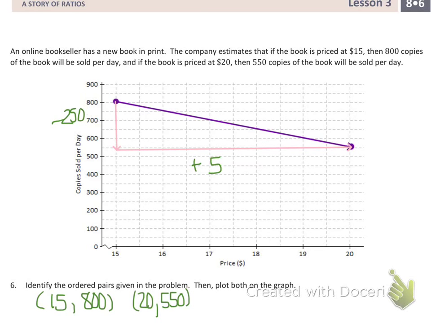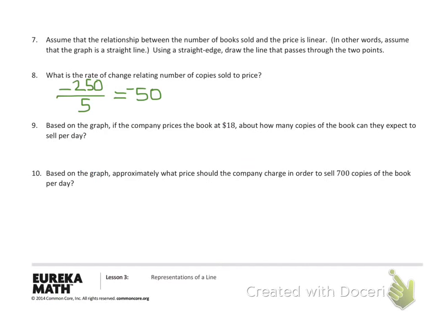So we could draw that line on our graph too. So what you're doing here is 18. So if the price is $18, we're going to sell 650 books. 650 copies right here.